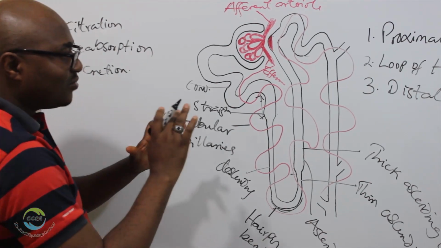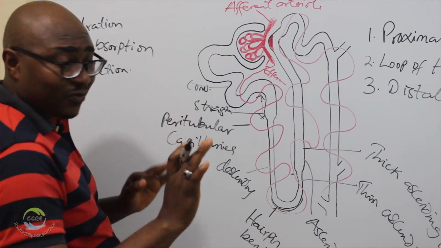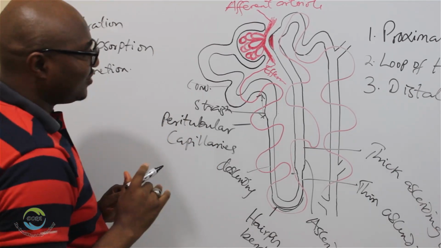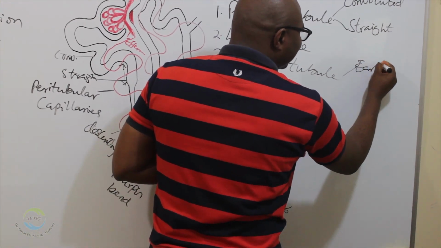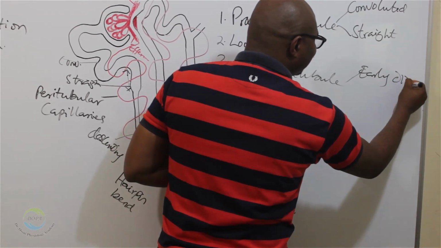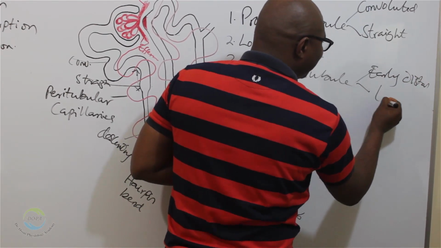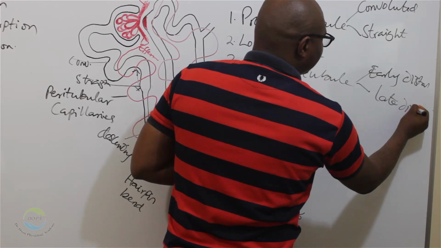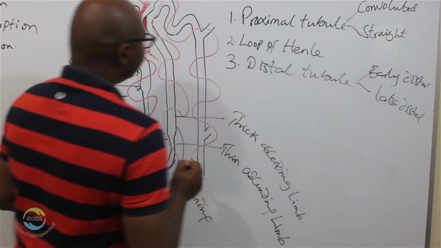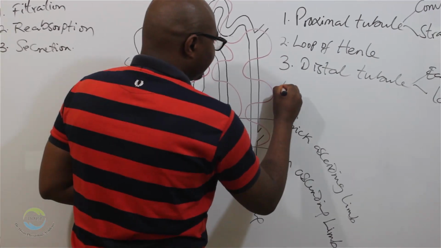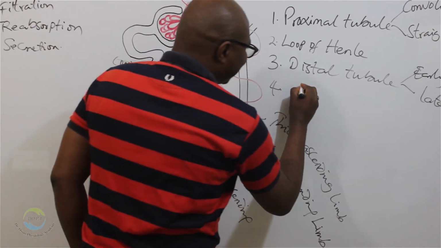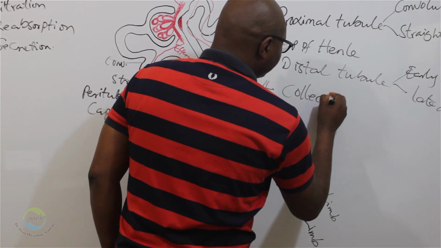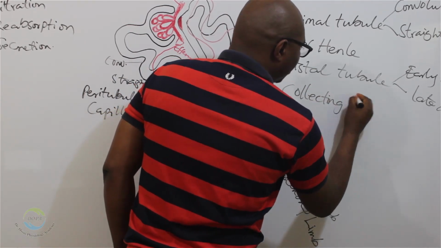Okay? Then we have another part. But first of all, the distal tubule is also divided into two parts. You have the early distal tubule, and you have the late distal tubule. Then we'll have the fourth, final part. It's called the collecting ducts.